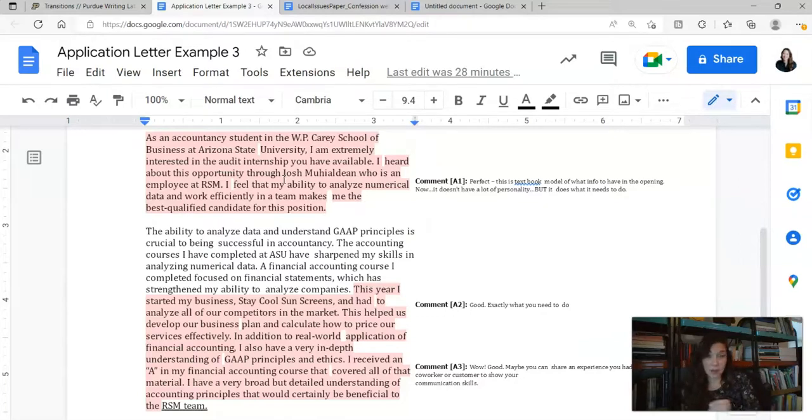And instead of just jumping in, they have a nice little transitional phrase here. The ability to analyze data and understand principles is crucial to being successful. The accounting courses I have completed have sharpened these skills. So we've got the transition from the ideas that I mentioned in the previous paragraph. I pull those down and start that in my topic sentence. And then I talk about what I now am going to write about in this next paragraph. And then we give examples. So they give examples of that skill in action.